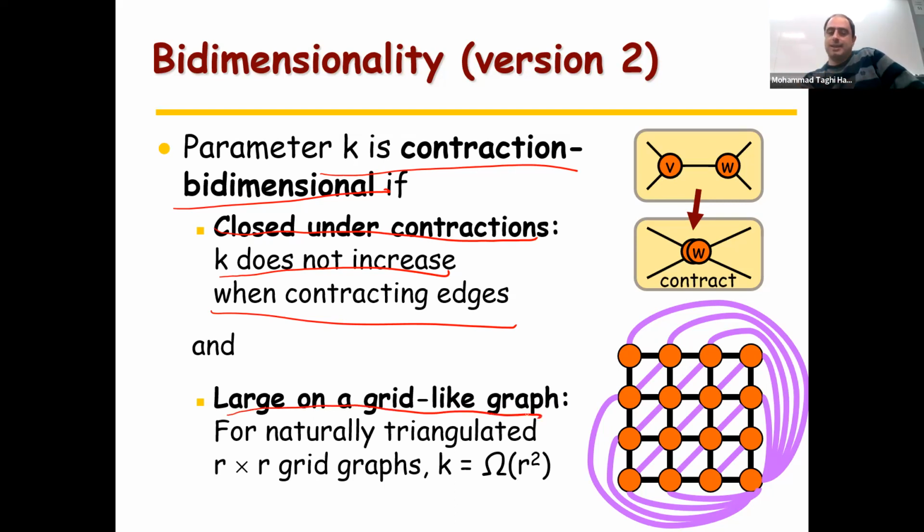What is a grid-like graph? It means that for any naturally triangulated r by r grid graphs. So consider the grid graph, and just triangulate it. For any triangulation, it should be large. Again, it does not change the problem that much. There are some more standard ways that make nicer triangulations as well. But essentially, it is a grid graph. You can think about a planar graph as this grid. Maybe if you want to preserve a little bit more structure, it would be triangulated.